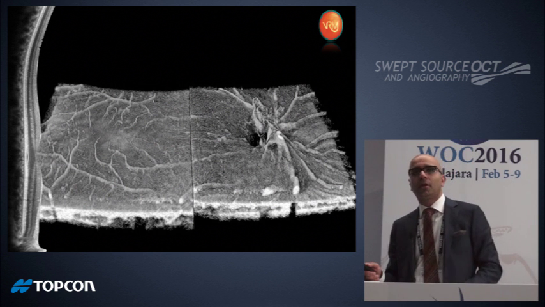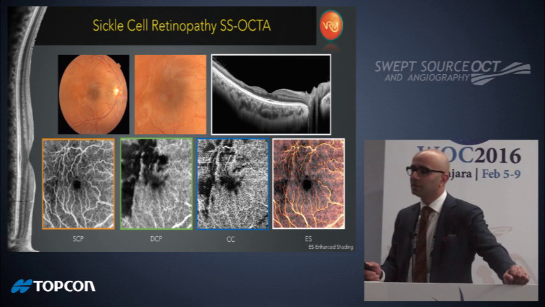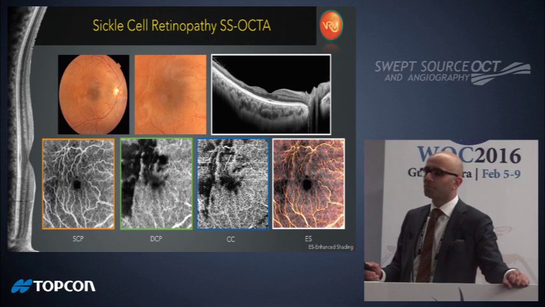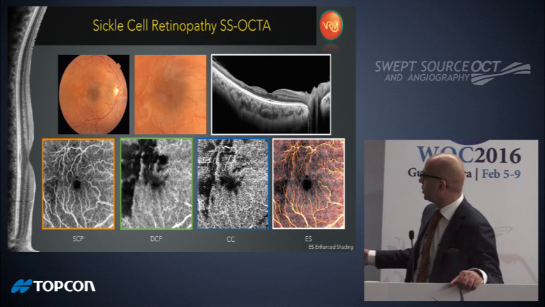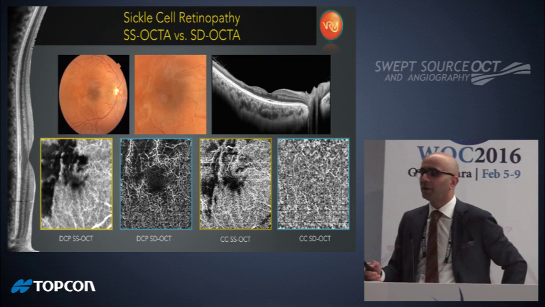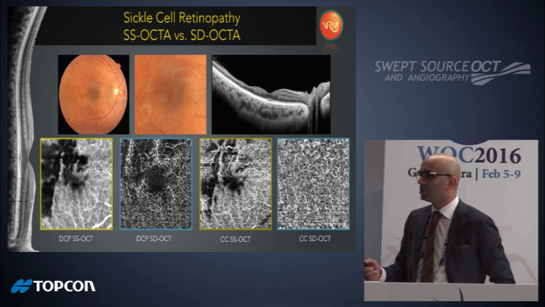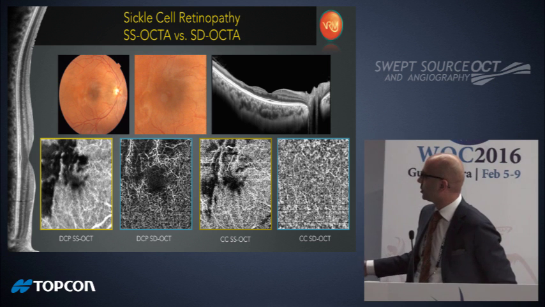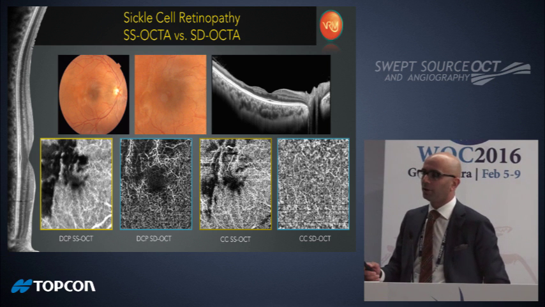Sickle cell retinopathy, another common vascular disease that we commonly see. This is an example of the swept source images for this patient with the superficial, deep and choriocapillaris. We can see areas of non-perfusion in the deep and the choriocapillaris. This may be some projection artifact that we're catching here. And when we look at this compared to spectral domain, we see some differences. The swept source image shows a little bit larger area of non-perfusion compared to its spectral domain counterpart, and the same is true here in the choriocapillaris.